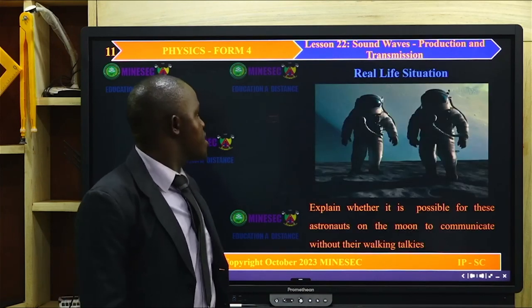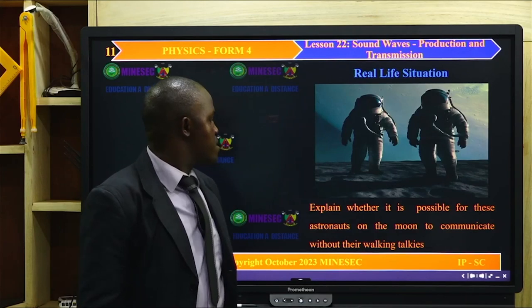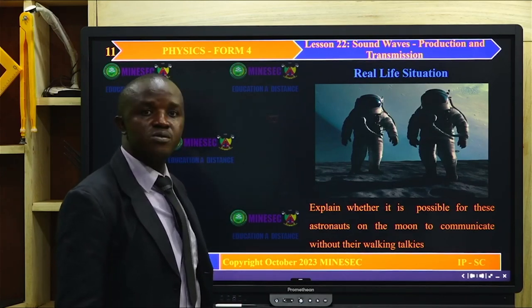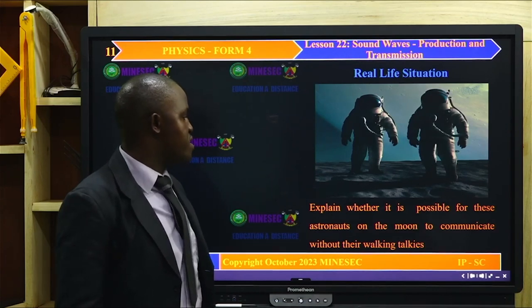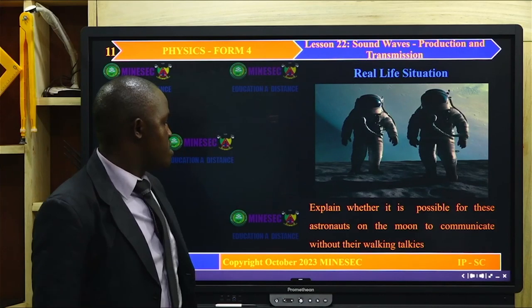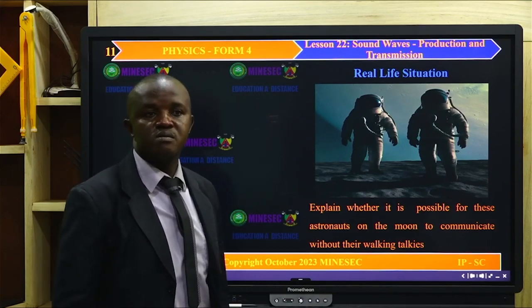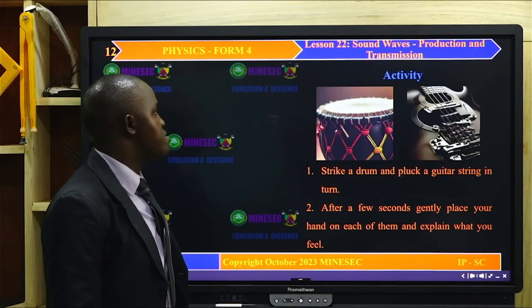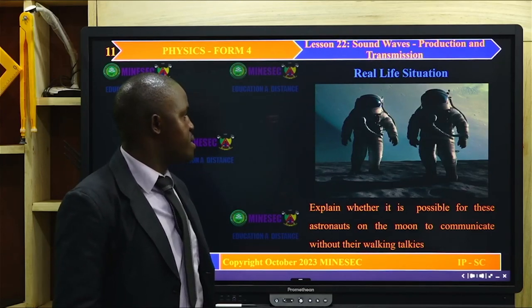Okay? Now look at this real life situation. On the photo, we have two astronauts, and we are asked to explain whether it is possible for these astronauts on the moon to communicate without a walkie-talkie. That is our last question for today.